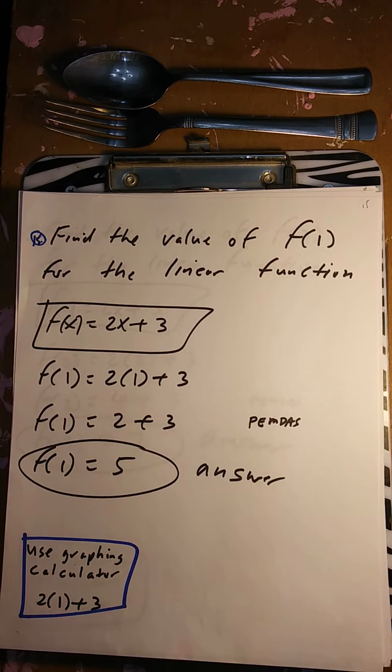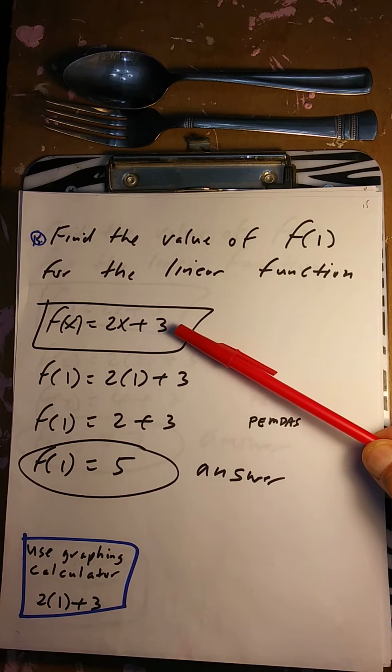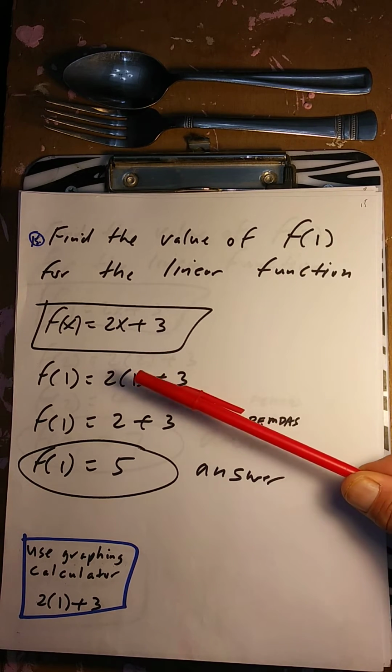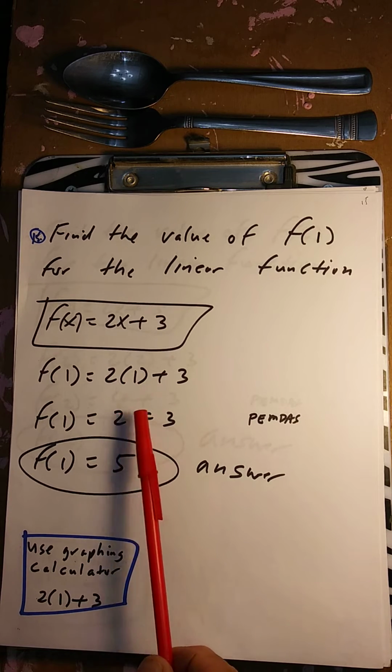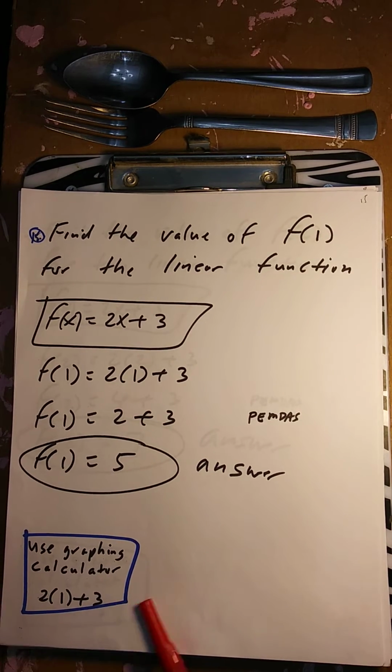Find the value of f of 1 for the linear function f of x equals 2x plus 3. Okay, put a 1 there for the x. Multiply first. Order of operations again. 2 times 1 is 2. 2 plus 3 is 5. Or you can use your graphing calculator, okay?